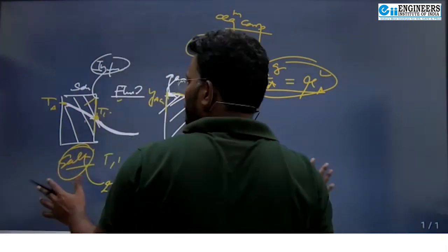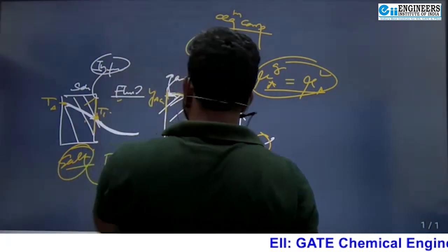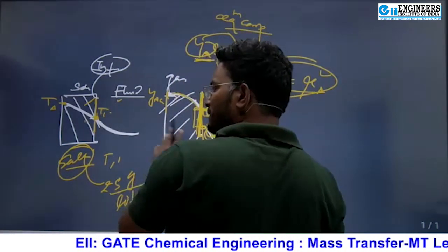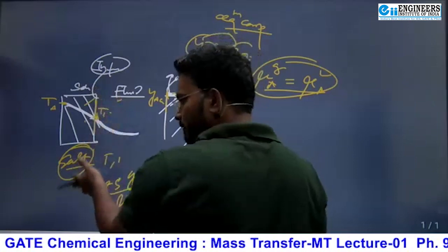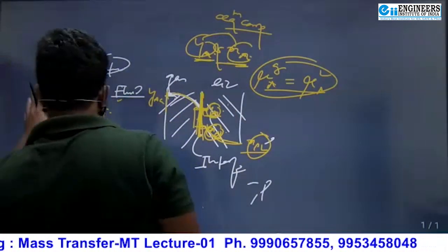So this is all about your driving force and difference in the heat transfer and mass transfer. There is always a discontinuity at the interface in the concentration, but there is no discontinuity in the temperature at the interface of two objects when I am talking about heat transfer. Is this clear?